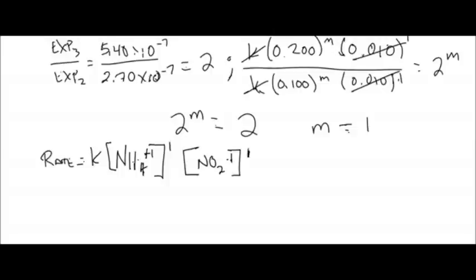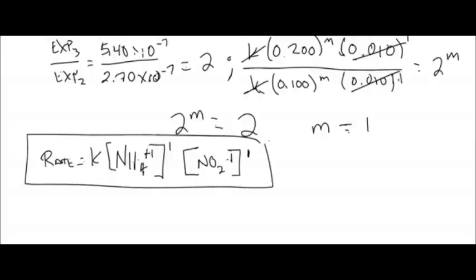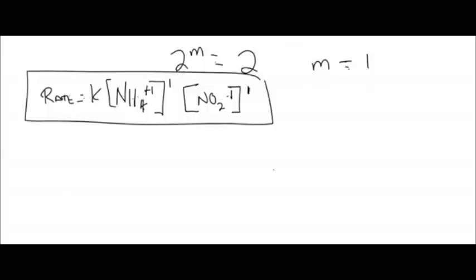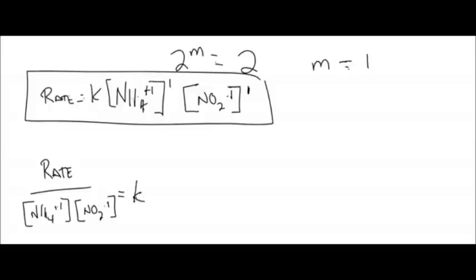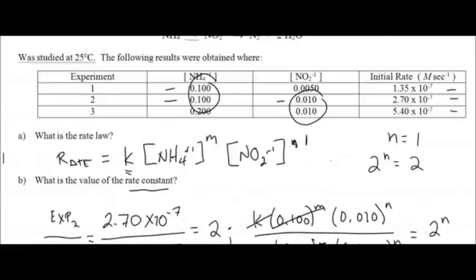Okay, so now that I know what my rate law is, and this is my rate law right here, I want to calculate for K. So what I need to do is rearrange these variables. I'm going to have rate over the concentration of the ammonium over the concentration of the nitrite is equal to K.